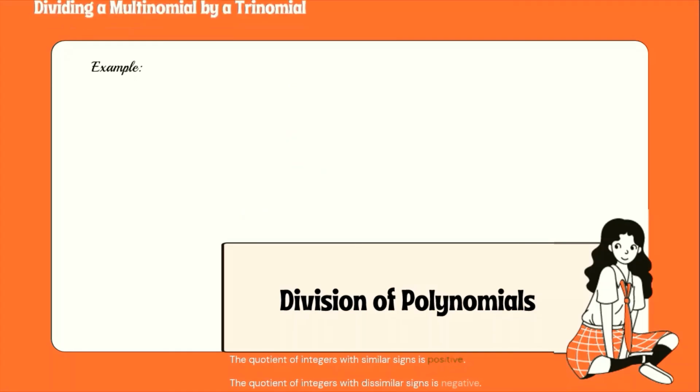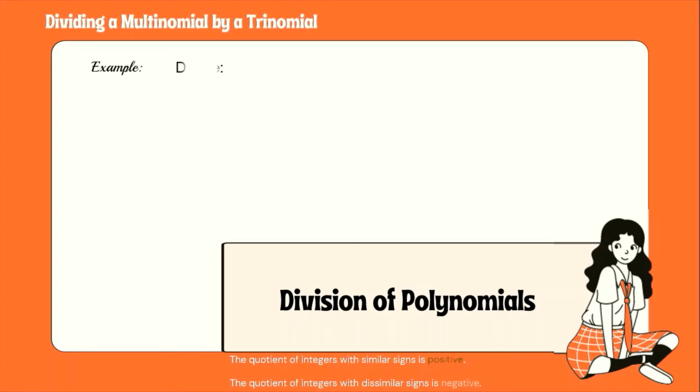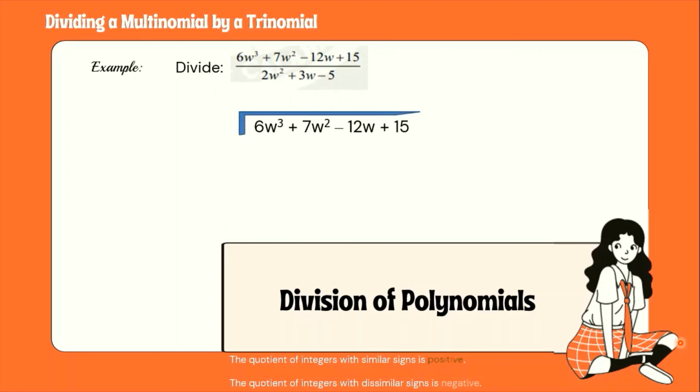Another example tayo, dividing a multinomial by a trinomial. Let's divide 6w cubed plus 7w squared minus 12w plus 15 divided by 2w squared plus 3w minus 5. Ito yung ating dividend at ito yung ating divisor. Gamit tayo ng long division method ulit. Yung ating dividend ay nasa loob ng ating division sign at yung ating divisor naman ay nasa labas.